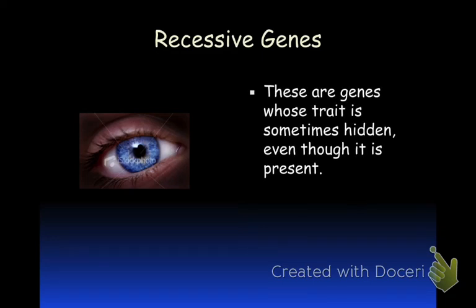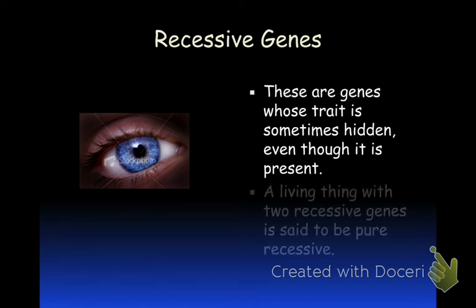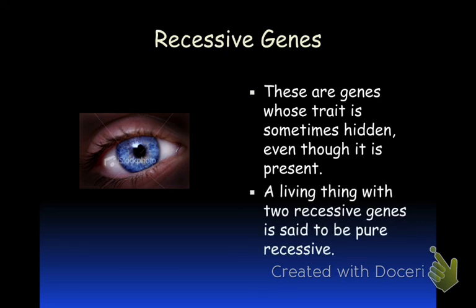So recessive genes are the genes whose trait is sometimes hidden, even though it may be present. So if you have brown eyes, you may have a recessive gene for blue eyes. You wouldn't know until, and we'll look at these things called Punnett squares later, you wouldn't be able to tell if you were able to pass on that gene unless you had a partner that also had that recessive blue. Then there's going to be a chance that those two recessive genes can show up, and it's possible for two brown-eyed parents to have a blue-eyed child. So a living thing with two recessive genes is said to be pure recessive.